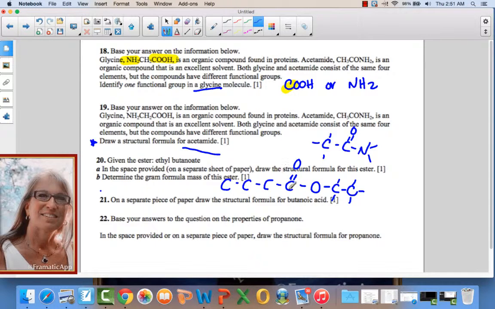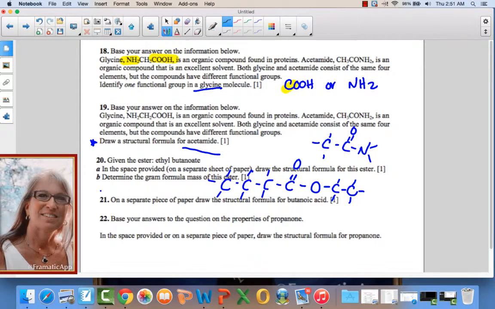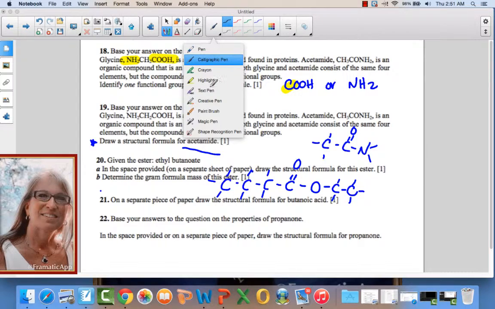Oxygen only gets 2 bonds. This C has 4, 1, 2, 3, 4. This C now has 4. This C now has 4. And now that C has 4. So that is ethyl, named first, and, oops, let me highlight this.